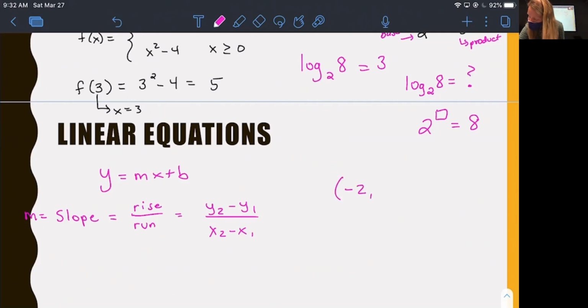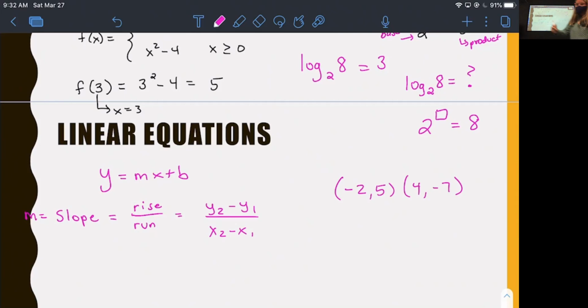So for instance, if we're given the points (-2, 5) and (4, -7), and it wants you to find the slope. If you forget the slope formula, you can do exactly like what we did with distance and midpoint. You can plot them and make a right triangle. Rise over run.